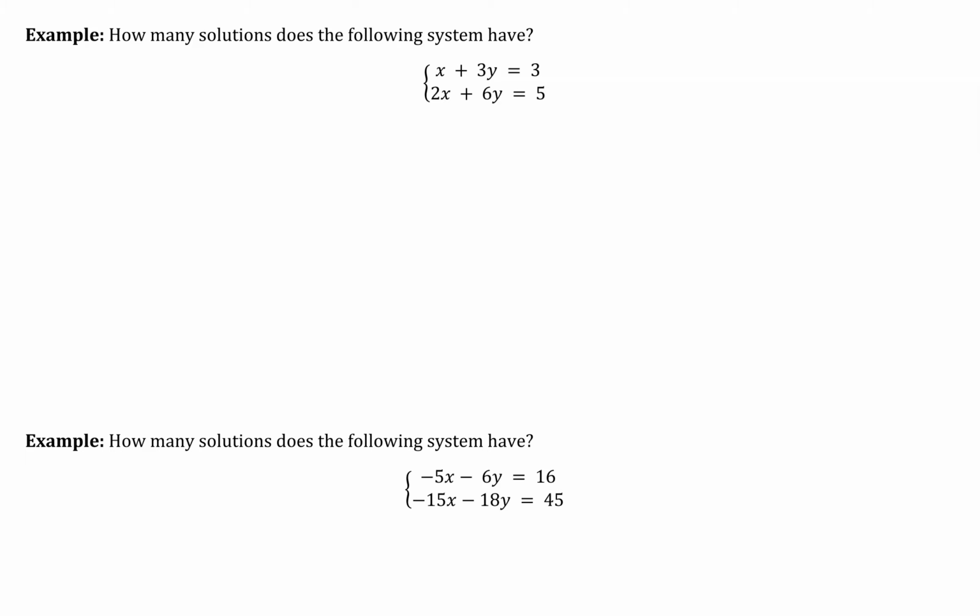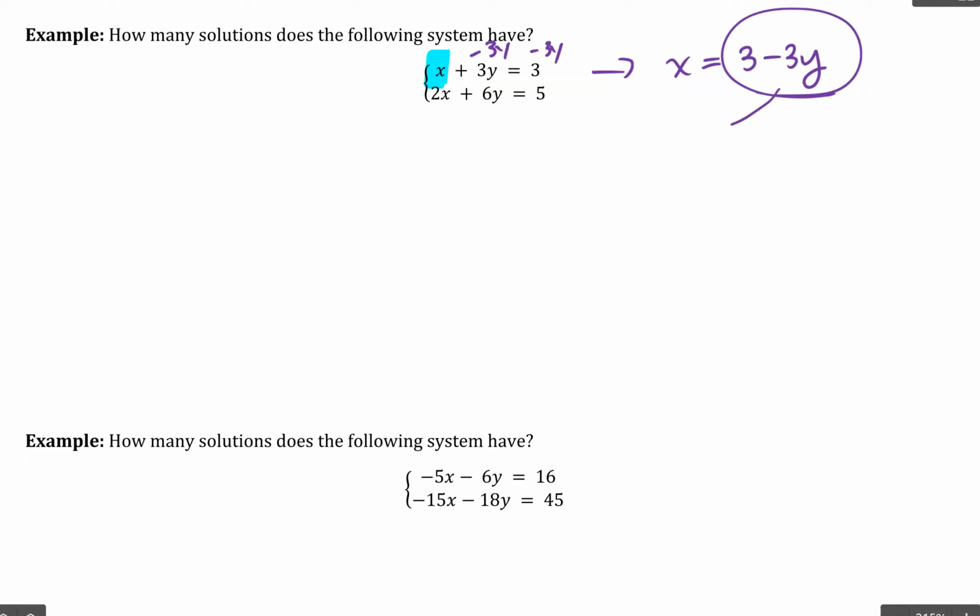This first one can be solved in a few different ways. You can go about it by using addition, but I immediately see that we have this x that is all by itself, and so it would be pretty simple to isolate it by subtracting 3y from both sides. So I end up with x equals 3 minus 3y. So I'm using substitution. I can now take this expression that I created for x and plug it in for x in the other equation. So I get 2 times (3 minus 3y) plus 6y equals 5.